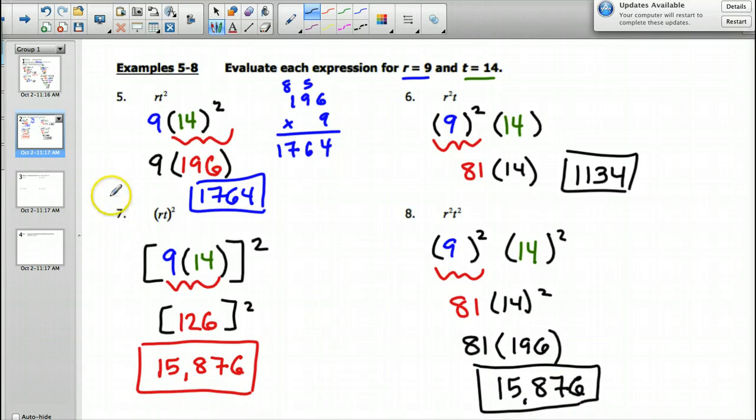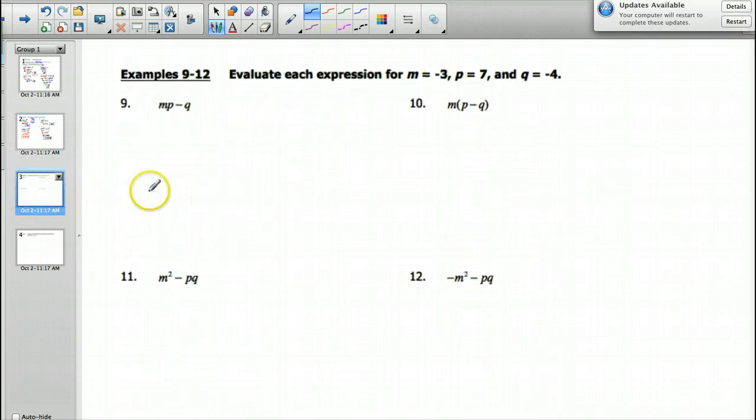Okay, let's move to the next set of examples. So this is 9 through 12. This time we have 3 variables, and we're throwing in some negatives here. M is going to be equal to -3, P is going to be equal to +7, and Q is going to be equal to -4.